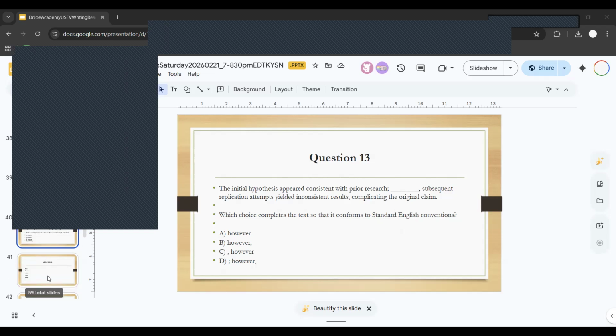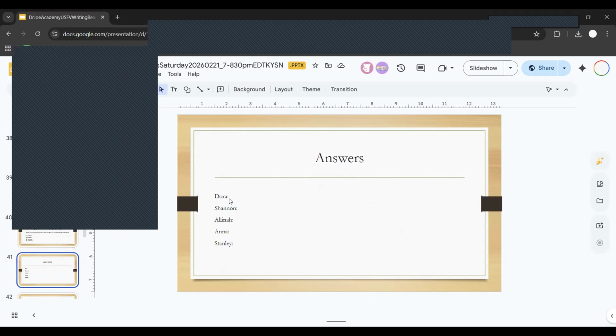Okay, the correct answer for question 13 would be D. So let's go over why it would be D instead.